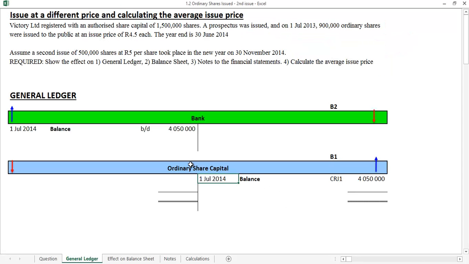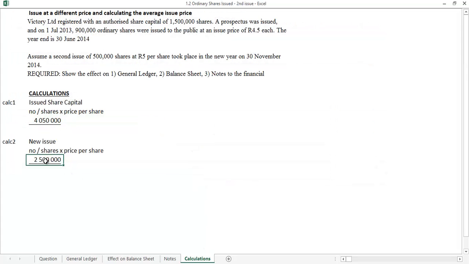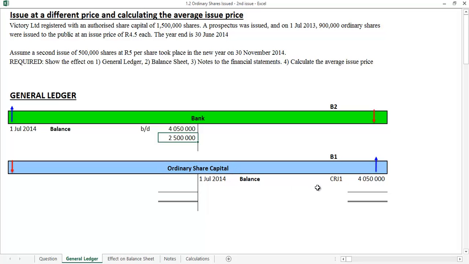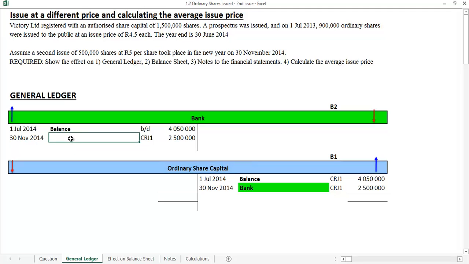So all we need to do now is to record the second issue at 5 Rand per share. We know already that we are going to debit the bank account with 2.5 million as we calculated that. Remember our calculation here, 2.5 million. And the account credited will be my ordinary share capital. So I've obtained even more financing. The journal again is going to be your CRJ. The date for this one is the 30th of November, so we can put that in. Again, my contra entry should always refer to the other account. So here it's going to refer to the bank, and here I'm going to refer to the ordinary share capital.